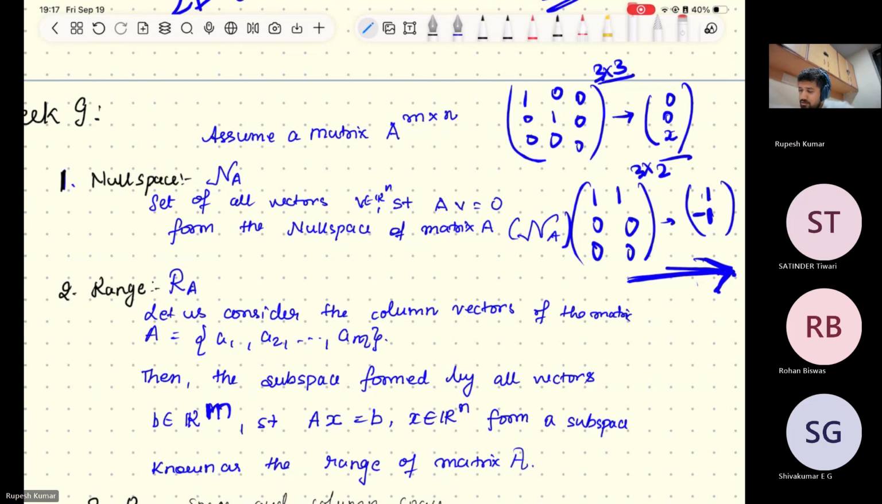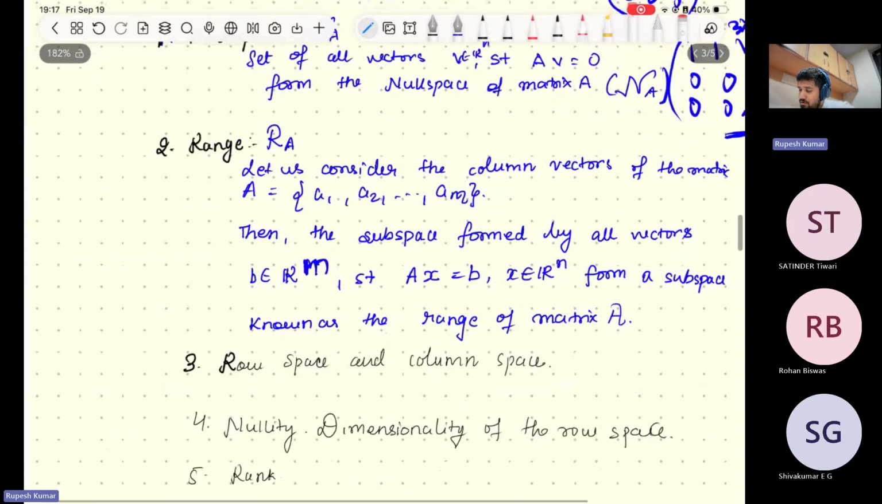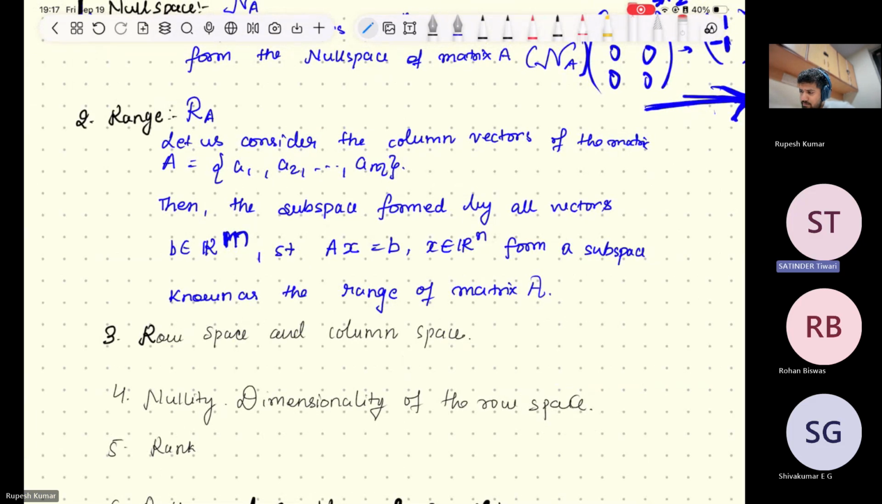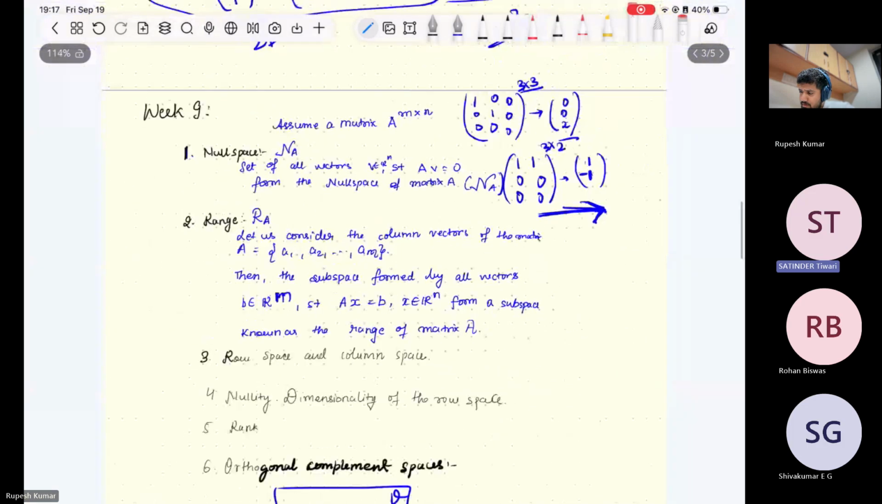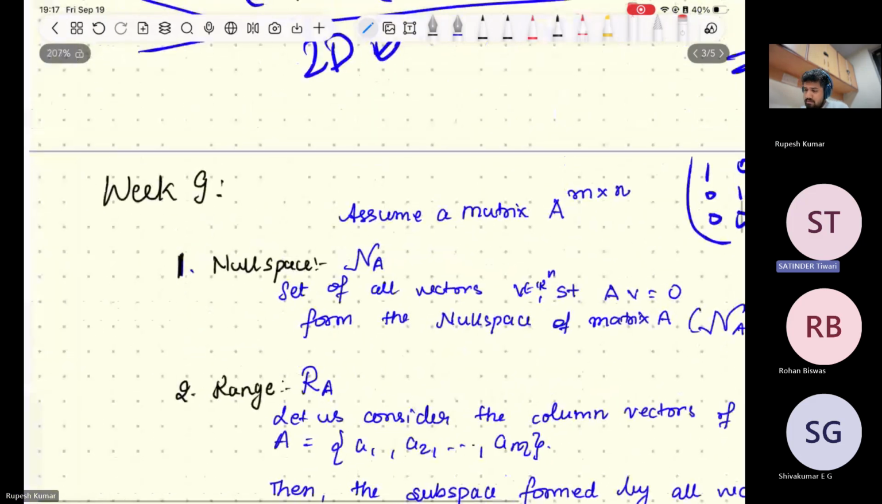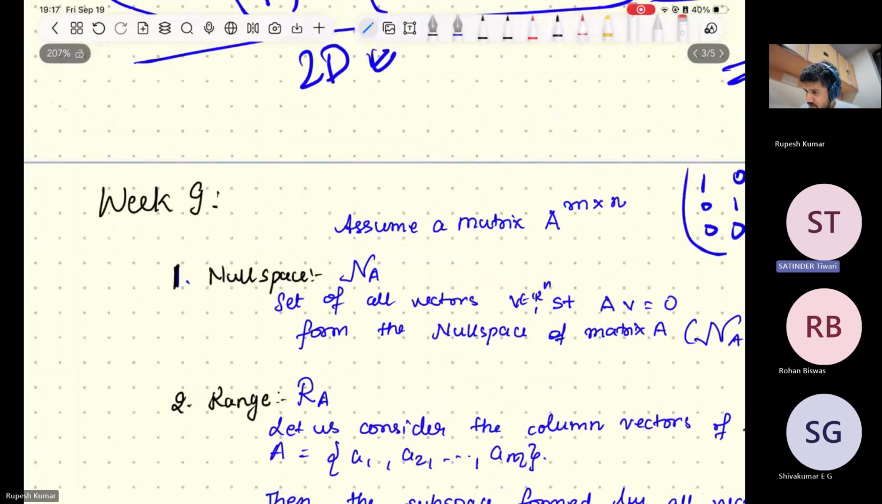Fine. So this is the definition of a null space. Then what is the range? Range is essentially, excuse me, sir, can you explain that again? I'm not getting it. If I'm writing AV equal to 0, how does it come out to be the null space? Just that little bit.